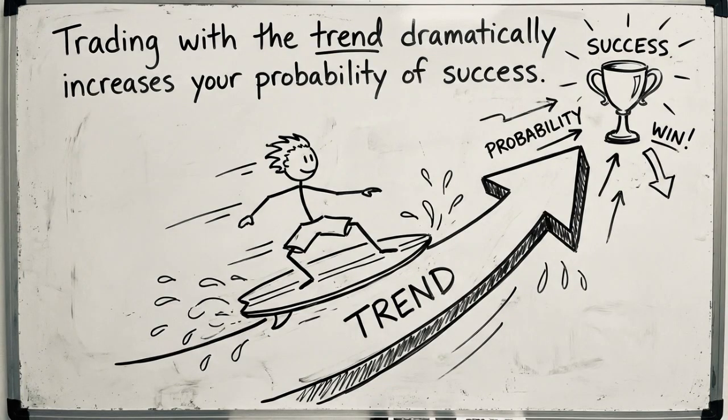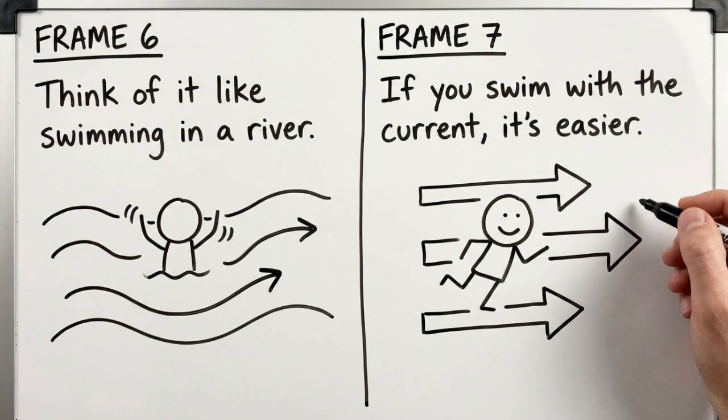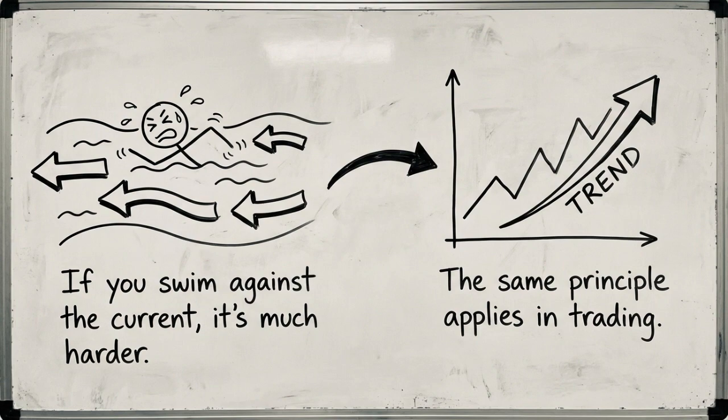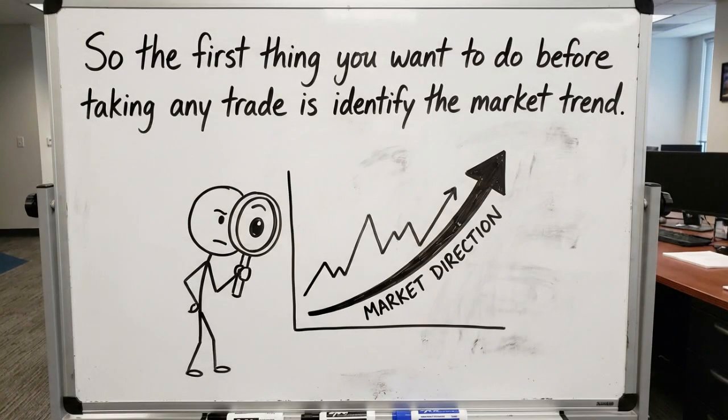Trading with the trend dramatically increases your probability of success. Think of it like swimming in a river. If you swim with the current, it's easier. If you swim against the current, it's much harder. The same principle applies in trading. So the first thing you want to do before taking any trade is identify the market trend.